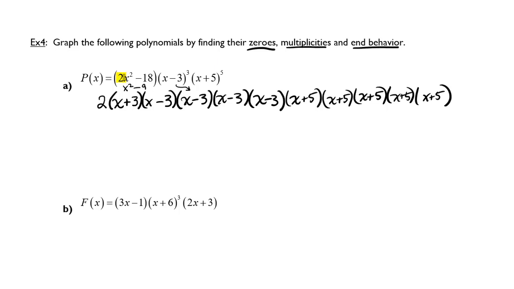Okay, so let's highlight these. The 2x squared minus 18 is this first set of factors. This x minus 3 to the third is x minus 3, x minus 3, x minus 3, all multiplied together. And this last x plus 5 to the 5th is these last 5 binomials, x plus 5, all multiplied to each other. Now, it might seem a little excessive to do this, and in fact it is kind of a little excessive, but I want to show you why I'm doing this. Notice that there are more x minus 3s than just the ones in the x minus 3 raised to the third. There's actually an additional x minus 3 here.